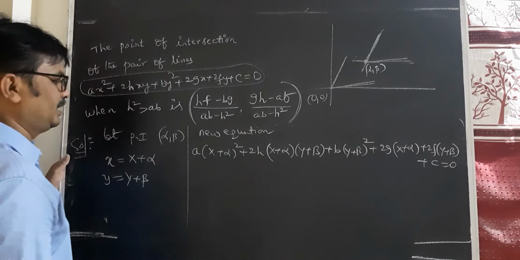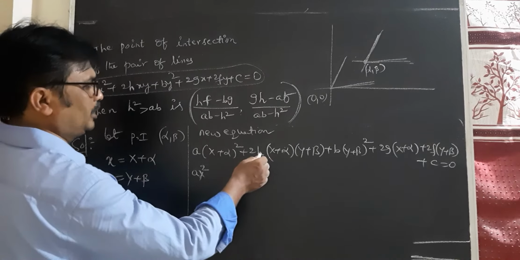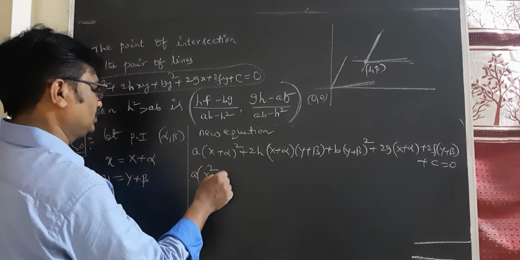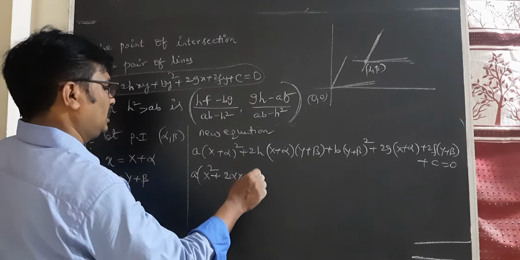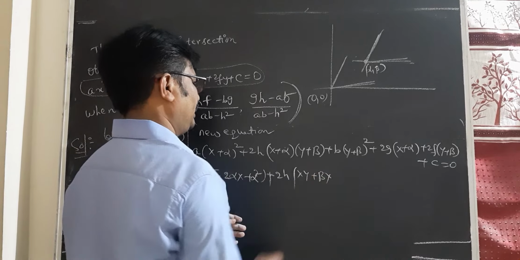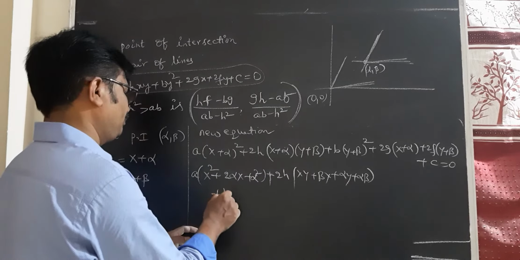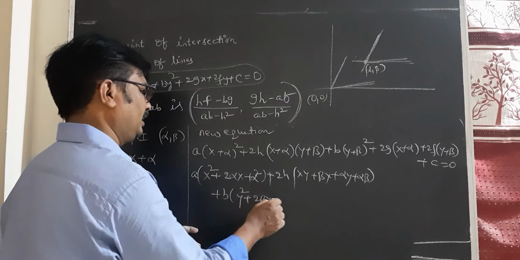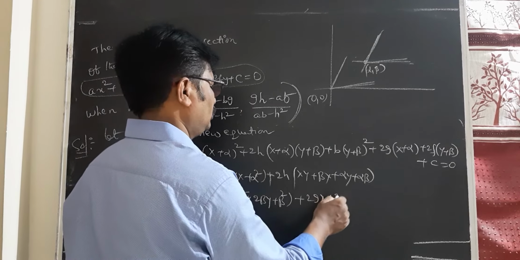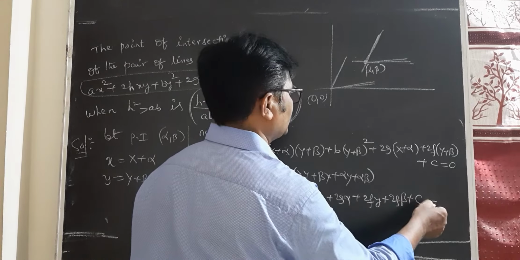Dear students, now we can write this as: a times X squared plus 2 alpha X plus alpha squared, then 2h times XY, plus beta X, plus alpha Y, plus alpha beta, then b times Y squared plus 2 beta Y plus beta squared, then 2gX plus 2g alpha, then 2fY plus 2f beta, plus c equals 0.